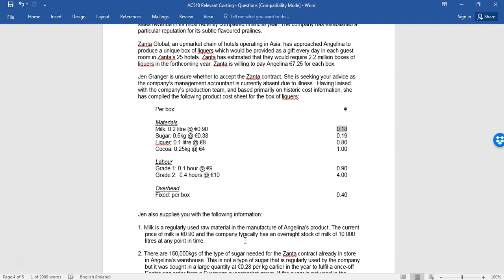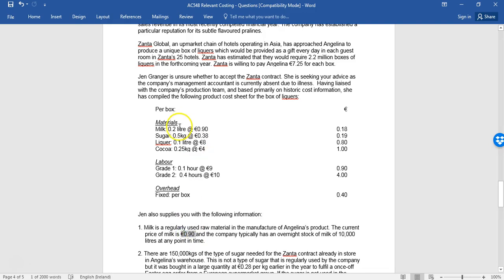Now, the key point here is: what's the relevant cost? Well, the relevant cost here is the 90 cents, because that's how much it would cost today. The fact that you have a stock is somewhat irrelevant here, because that stock was already going to be used in the business anyway. If it wasn't going to be used anywhere else, we may take a different item or a different cost. However, because it's going to be used regularly in the business, you're going to have to go out and buy each litre of milk at 90 cents.